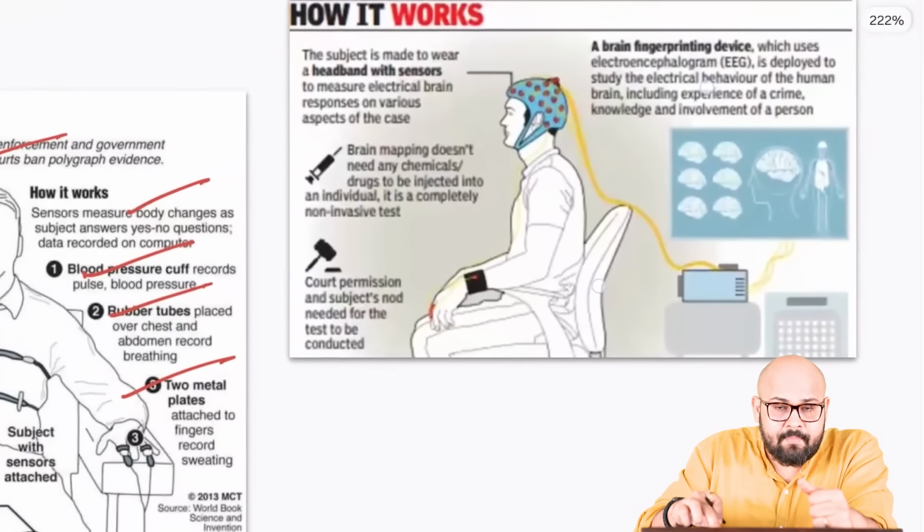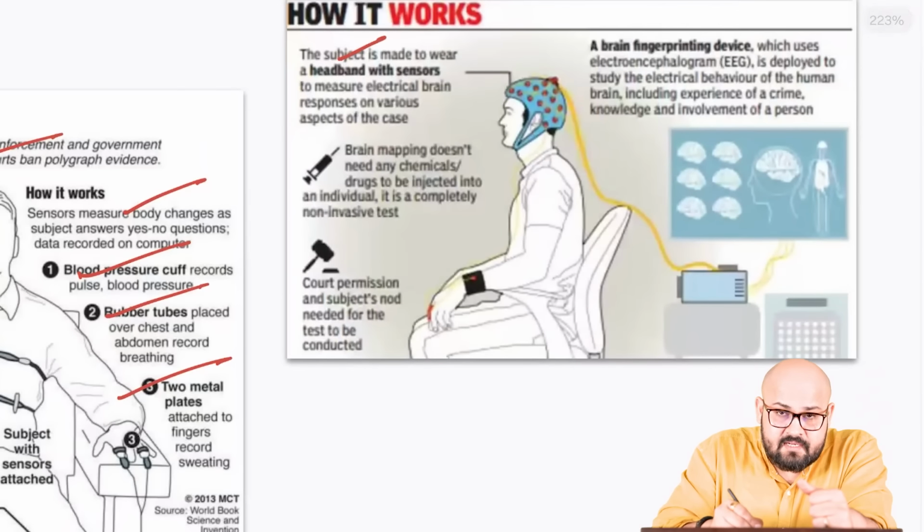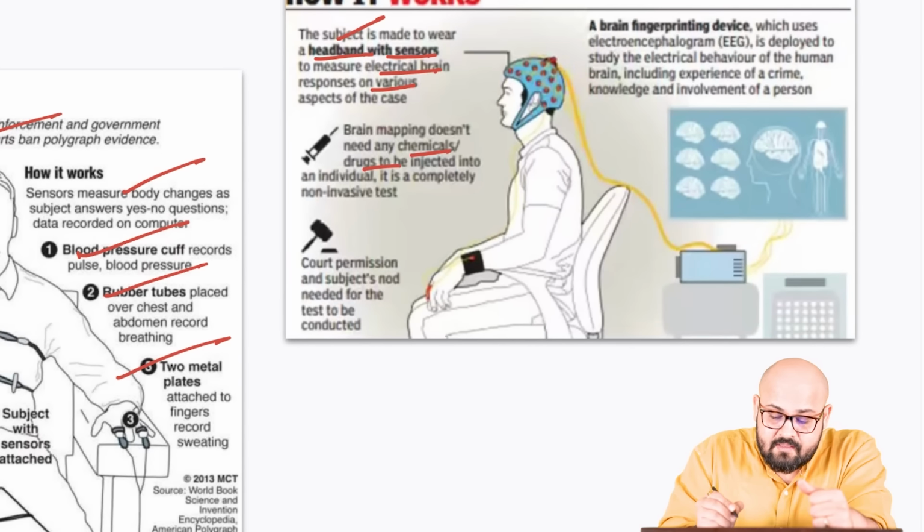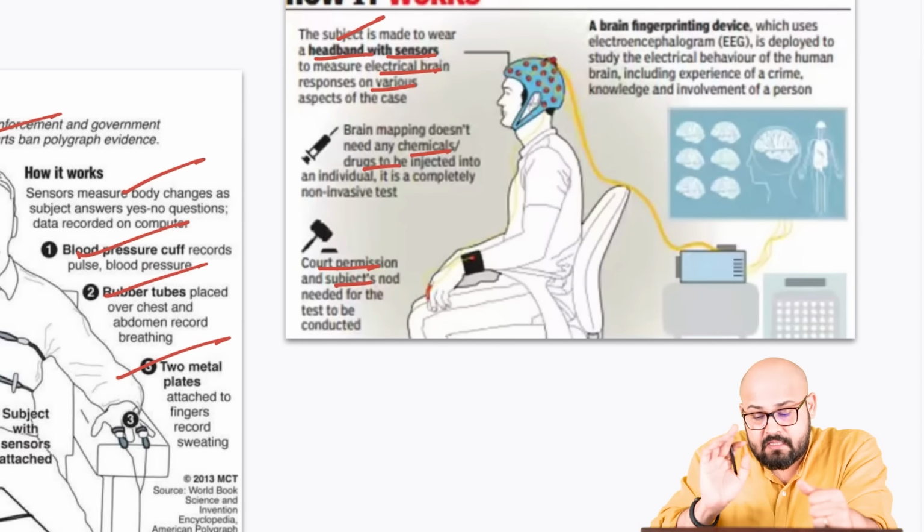Then we have the brain mapping. In brain mapping, the subject, the person, is made to wear a headband with sensors to measure the electrical brain responses on various aspects of the case. Brain mapping doesn't need any chemicals or drugs to be injected. It's non-invasive. Court permission and subject's consent are needed. So again, consent is very much required.